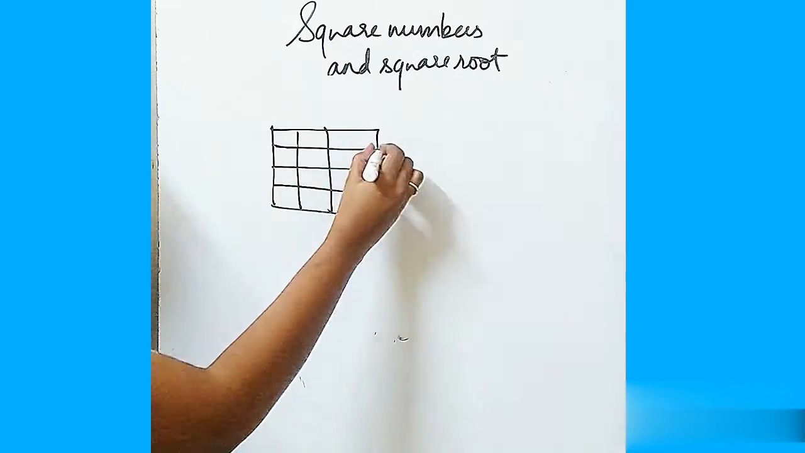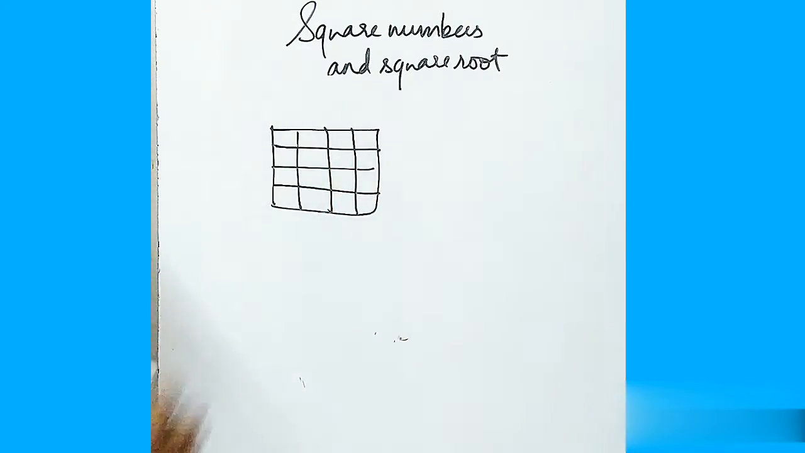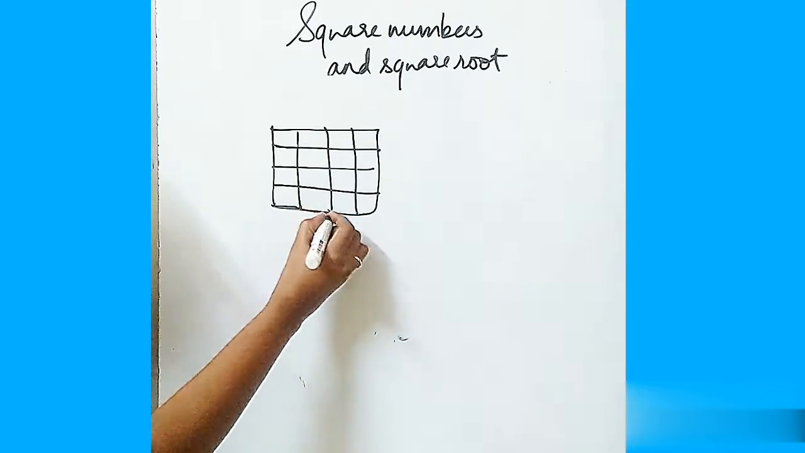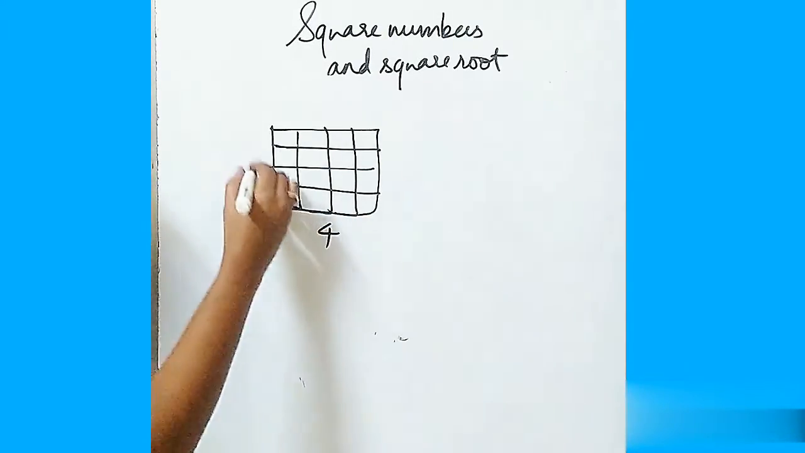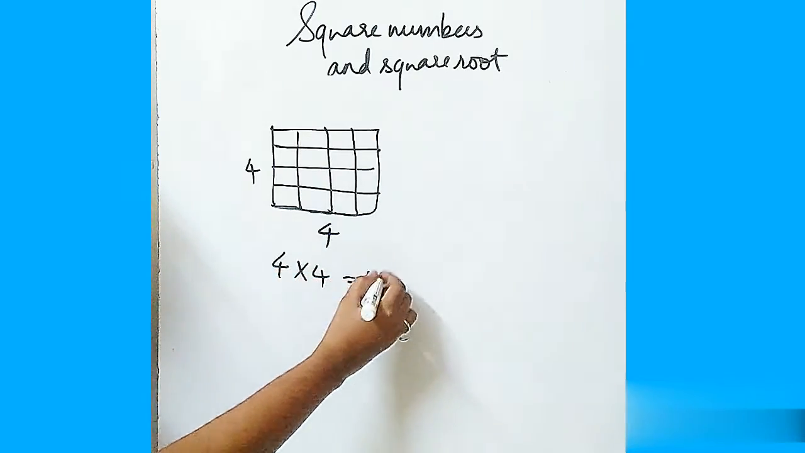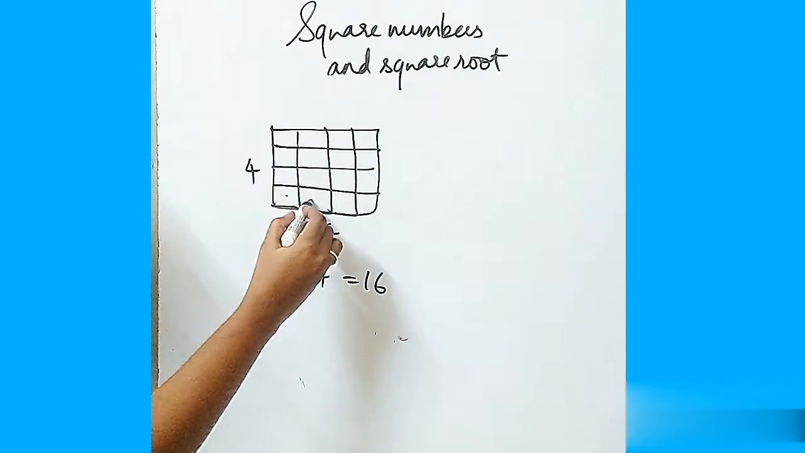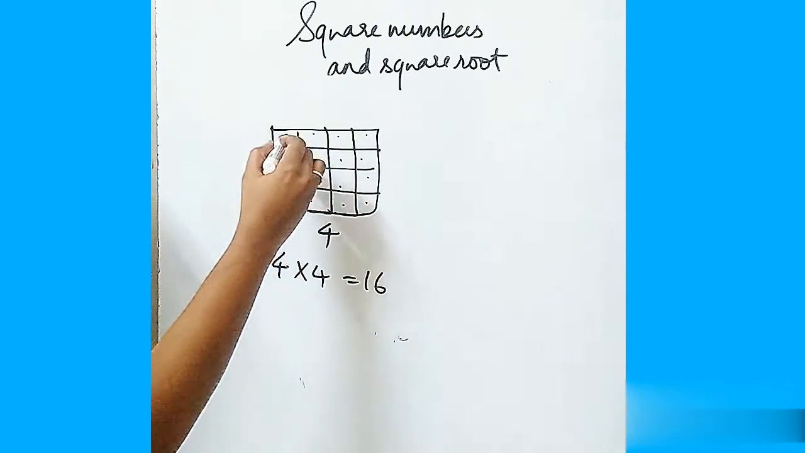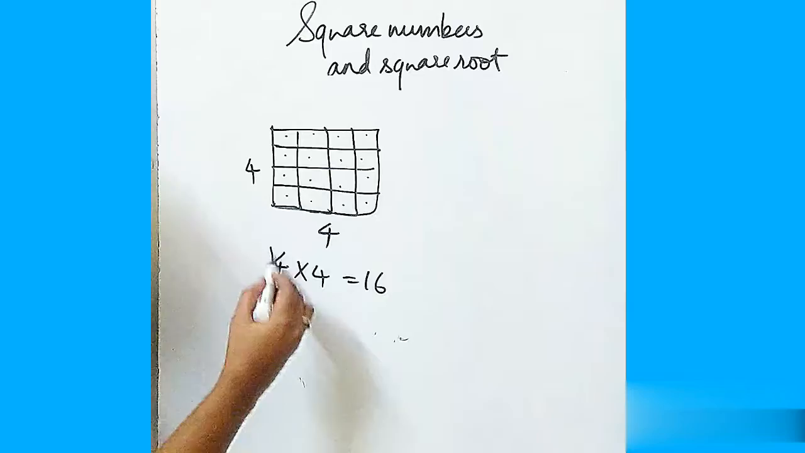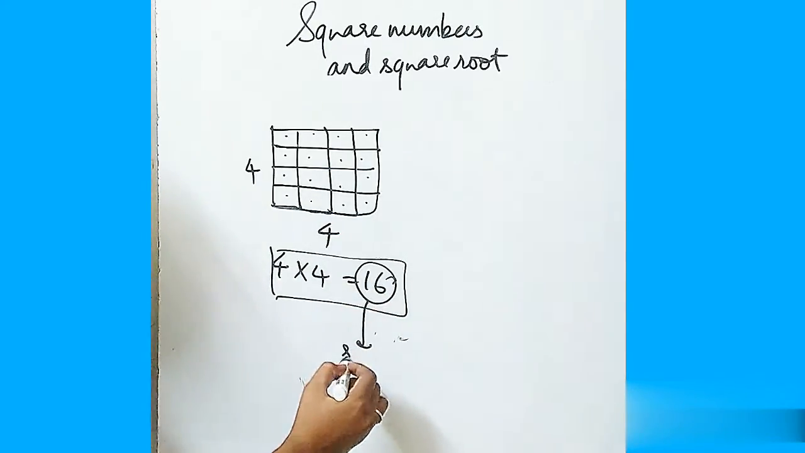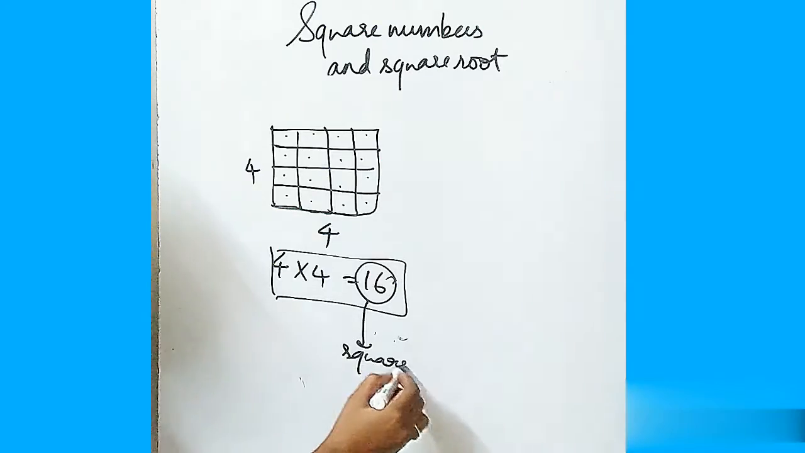I am talking about a square which has 4 on each side. How many? 1, 2, 3, 4. Now when we multiply 4 into 4, we will get 16. Now we'll count also, student. 1, 2, 3, 4, 5, 6, 7, 8, 9, 10, 11, 12, 13, 14, 15, 16. So you will get 16 only. So I'll say that 16 is a square number. Now you understood why we call it a square number.